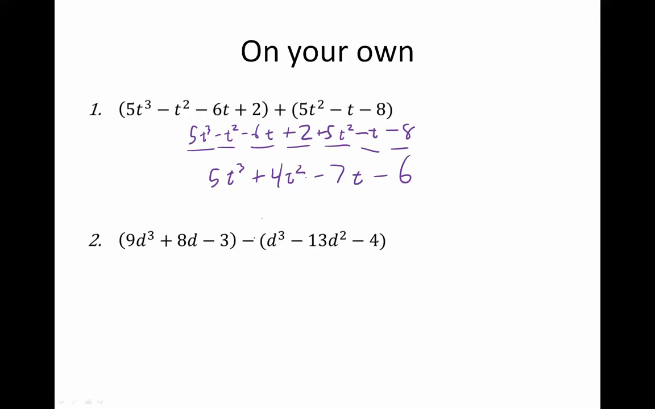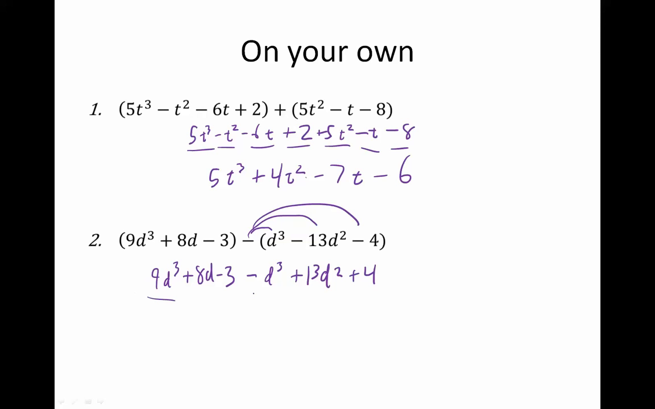Number 2, we are subtracting. So this first one isn't changing, but remember with subtraction, we're subtracting the entire polynomial, so we have to kind of distribute this negative sign. So that's negative d cubed plus 13d squared plus 4.